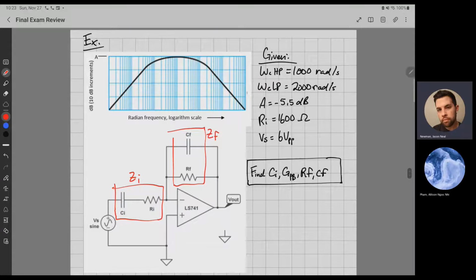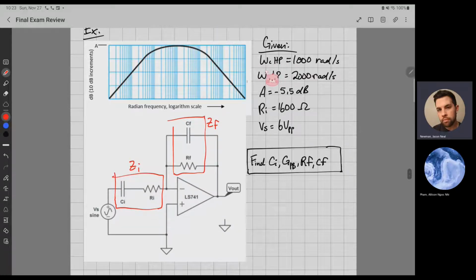So what does the graph of this look like? Here's what we're given. Omega C of the high pass filter part is 1000 radians per second. Omega C of the low pass portion is 2000 radians per second. A is negative 5.5 dB, which is your gain, RI is 1600 ohms, and VS is 6 volts peak to peak, because it's an AC source. We're supposed to find CI, the gain of the passband, RF, and CF.